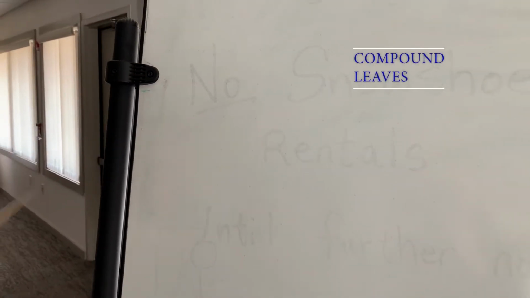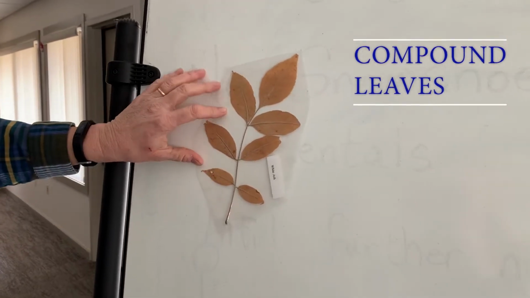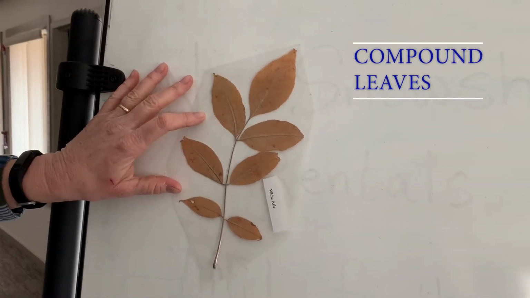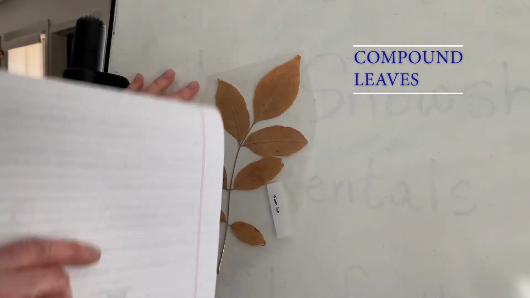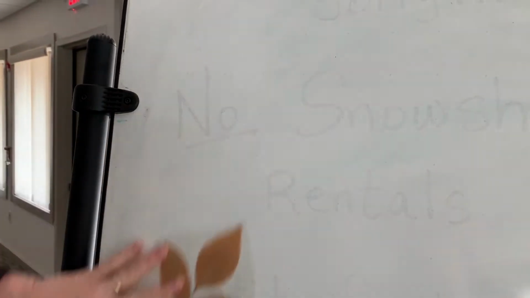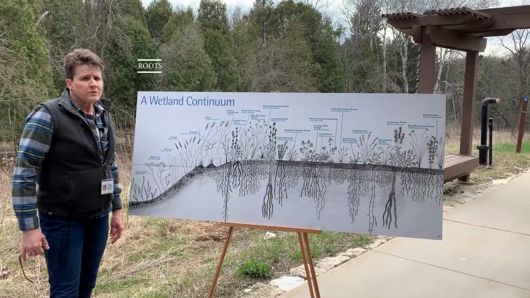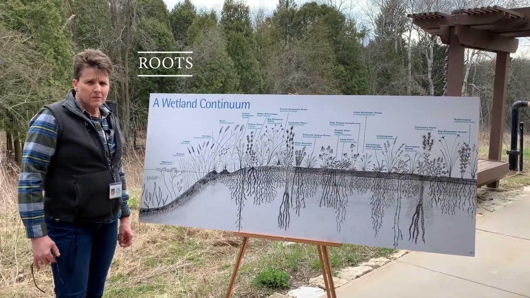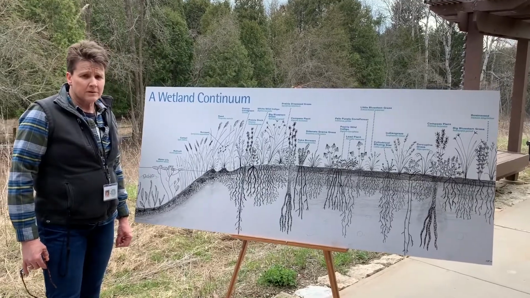Maybe it's a branch like this from an ash tree. You might think that those are all separate leaves, but those are actually leaflets because this is now compound. This whole thing is one leaf. Those are leaflets. So roots are another key structure of a plant, a flowering plant, that helps it to survive.